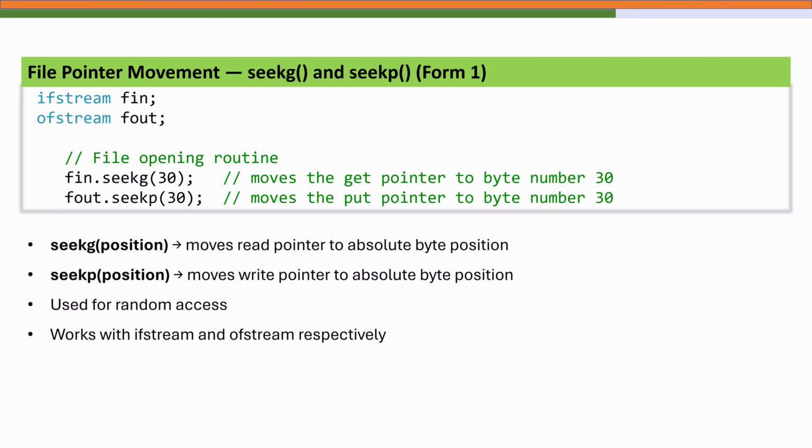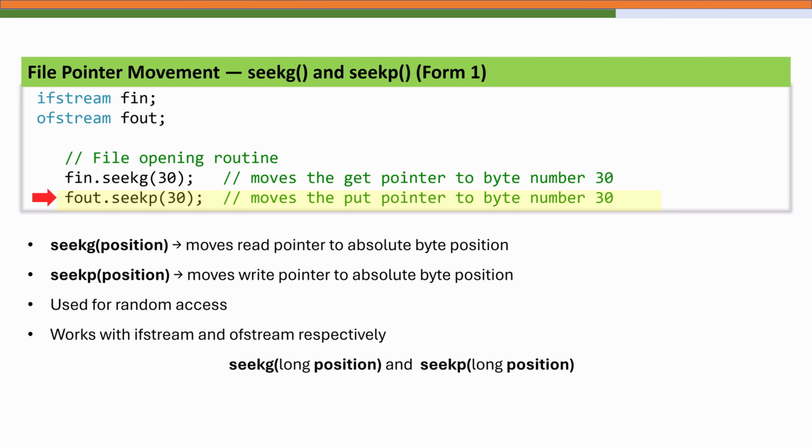When we write fin.seekg(30), we are telling the program to move the read pointer to the 30th byte in the file. That means the next read operation will begin from that exact byte position instead of starting from the beginning of the file. Similarly, fout.seekp(30) moves the write pointer to the 30th byte. So the next write operation will start exactly there.